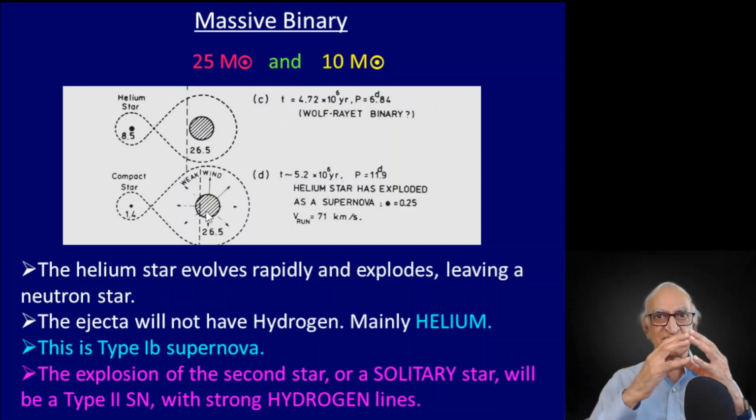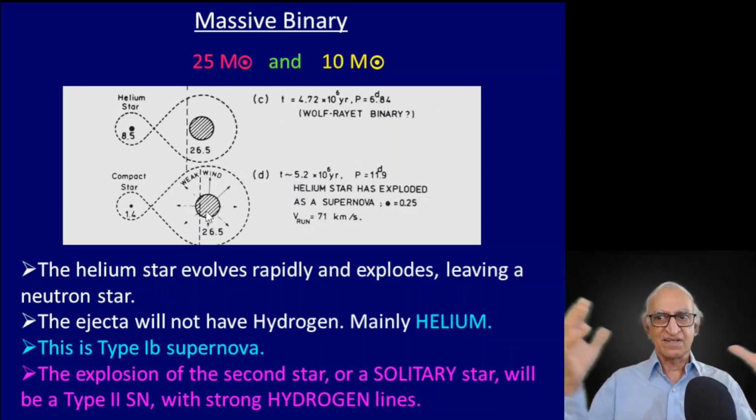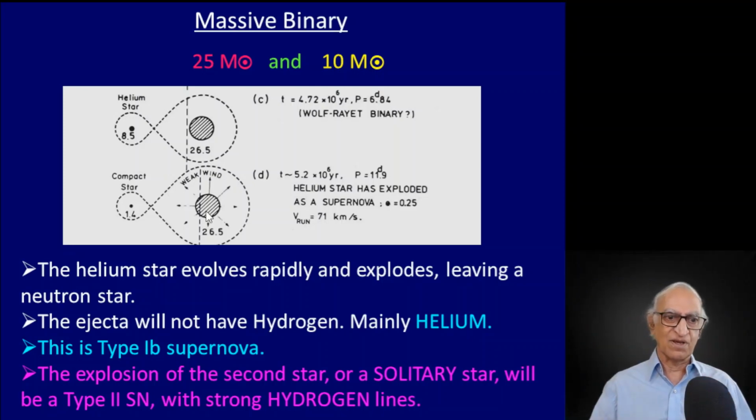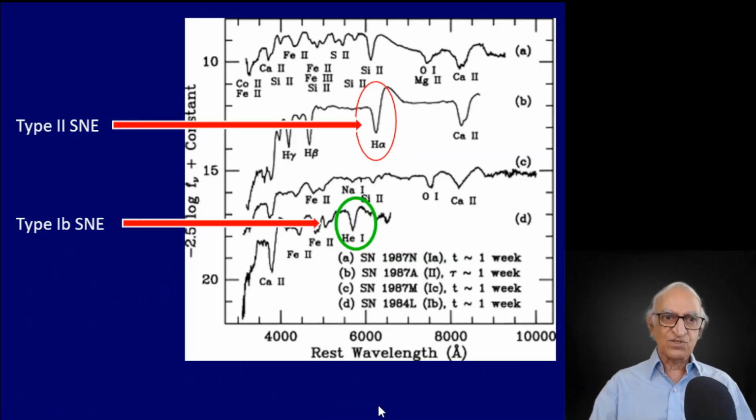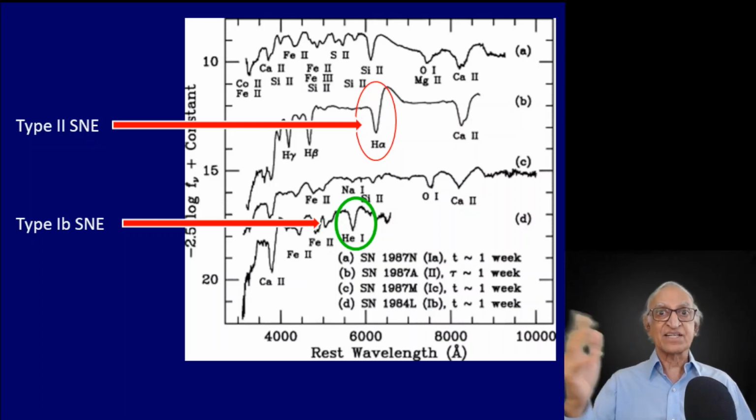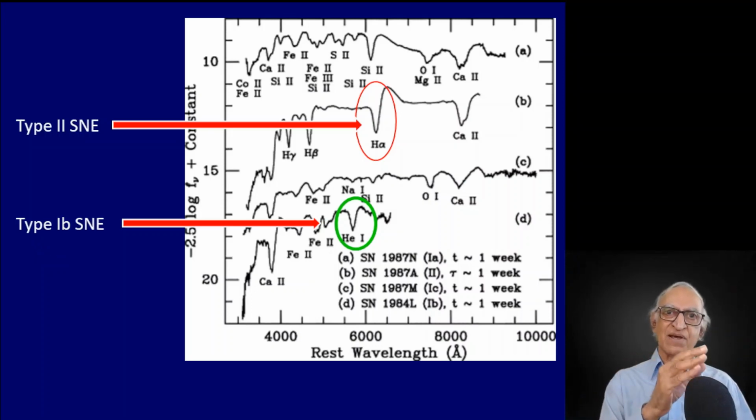in both cases, the ejecta will be rich in hydrogen because there is a large hydrogen envelope, and therefore the ejecta will show strong hydrogen lines. So that is the explanation for why type 2 supernovae, which are either the explosions of solitary massive stars or the second explosion in a massive binary, show strong hydrogen lines, H alpha, H beta, H gamma, whereas type 1b supernovae, which are the explosions of the less massive helium star in a massive binary, show only helium lines and no hydrogen lines.